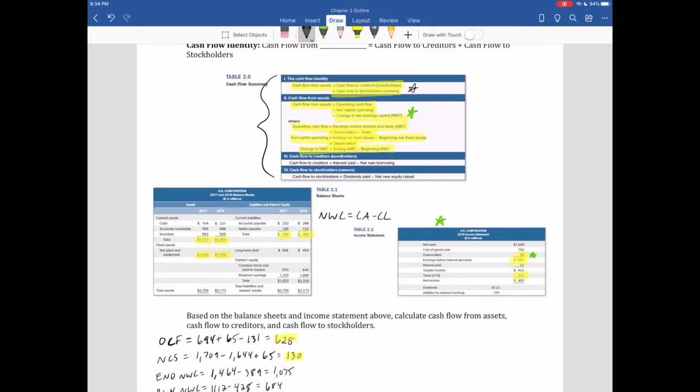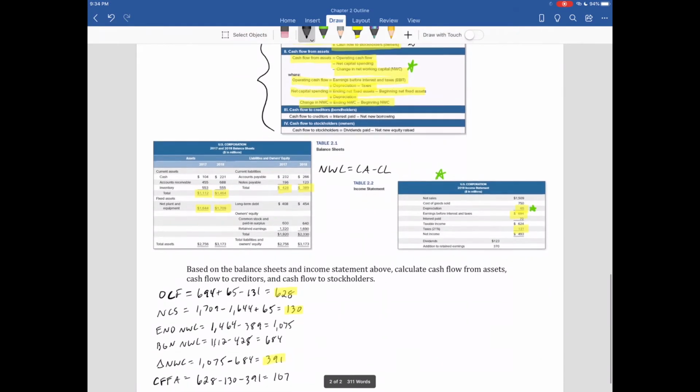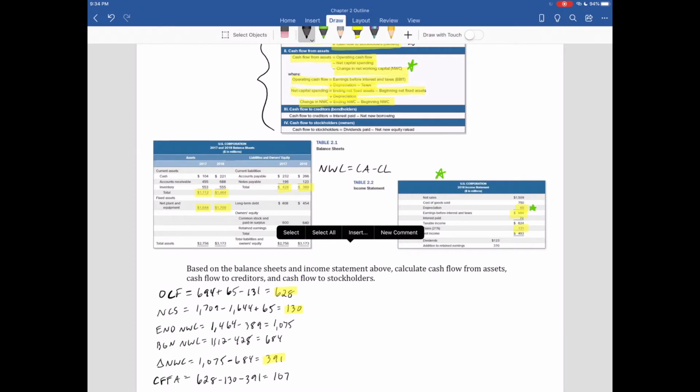And so now what we're going to do is focus on the right-hand side. So their operations, their cash flow from assets, brought in $107. Where did that $107 go to in terms of those that funded those asset purchases? So they fund their assets with debt or equity. So did the cash flows go to their creditors, or did those cash flows go to their stockholders? So the first thing that we will do is look at cash flow to creditors.